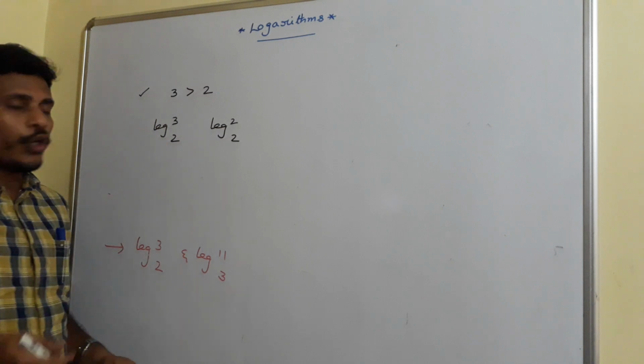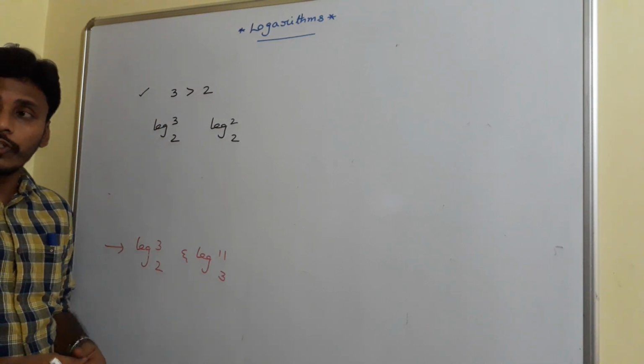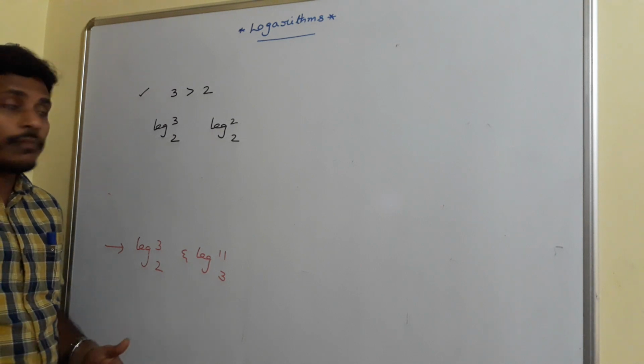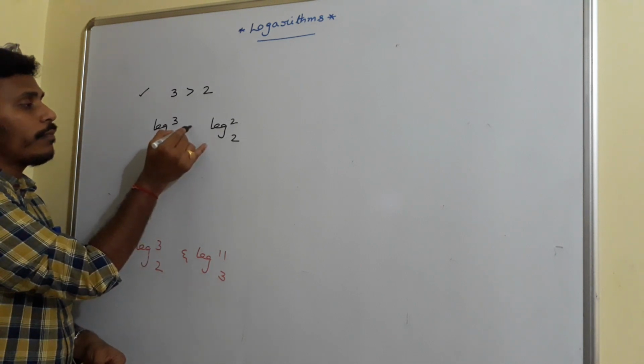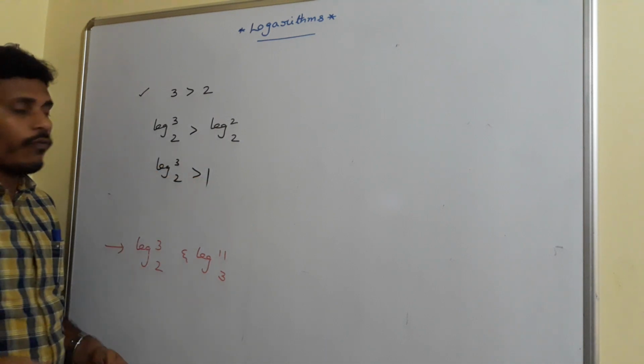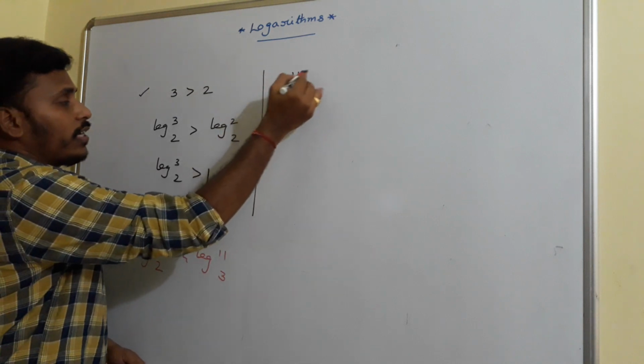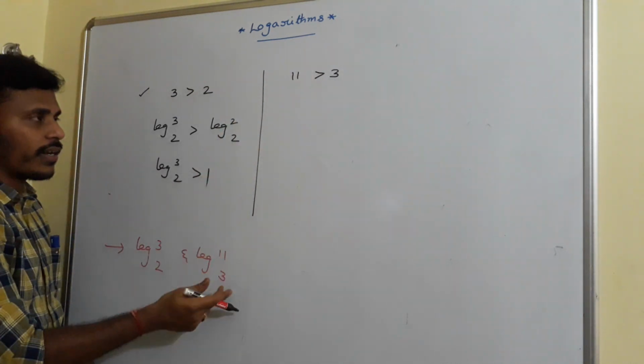Which symbol do I need to utilize, either less than or greater than? Since I am applying logarithm with base 2, I need to utilize the same symbol. So the same greater than will be here. Then you will get that logarithm of 3 base 2 is greater than 1. And in the second case, 11 is greater than 3, clearly 11 greater than 3.